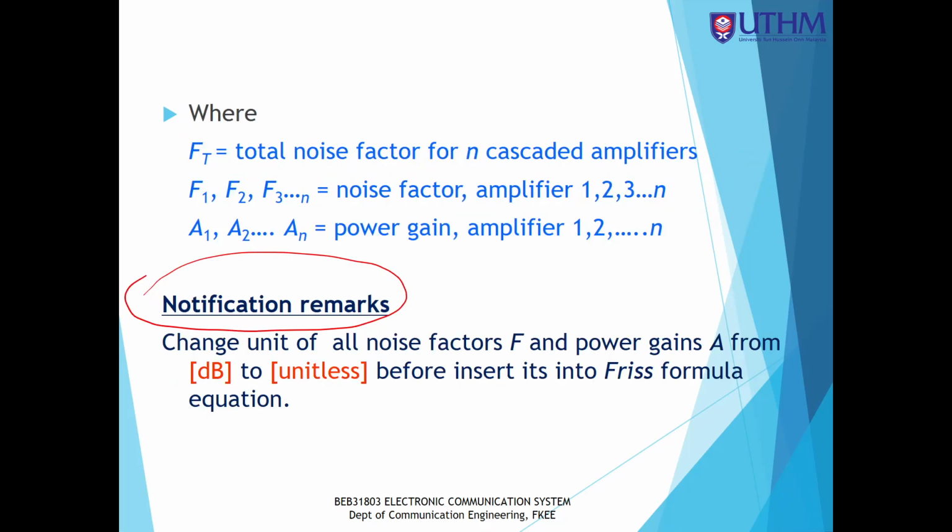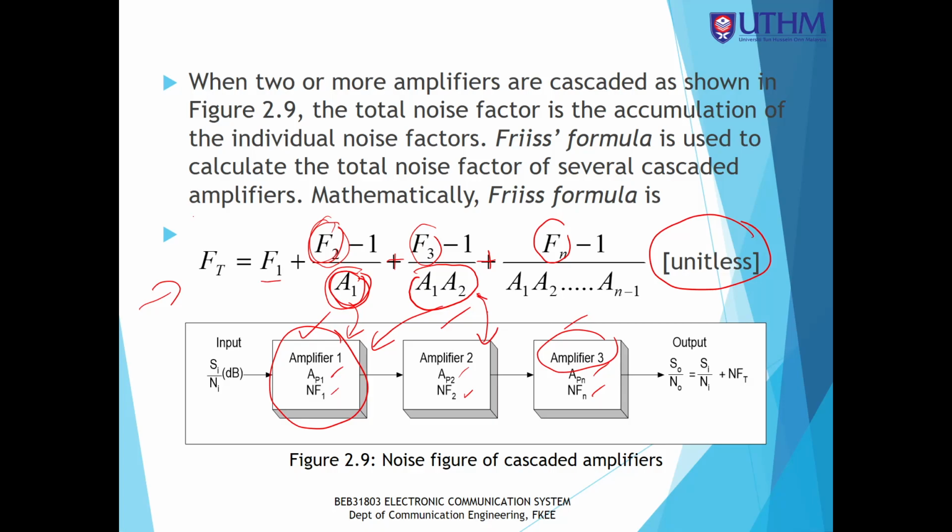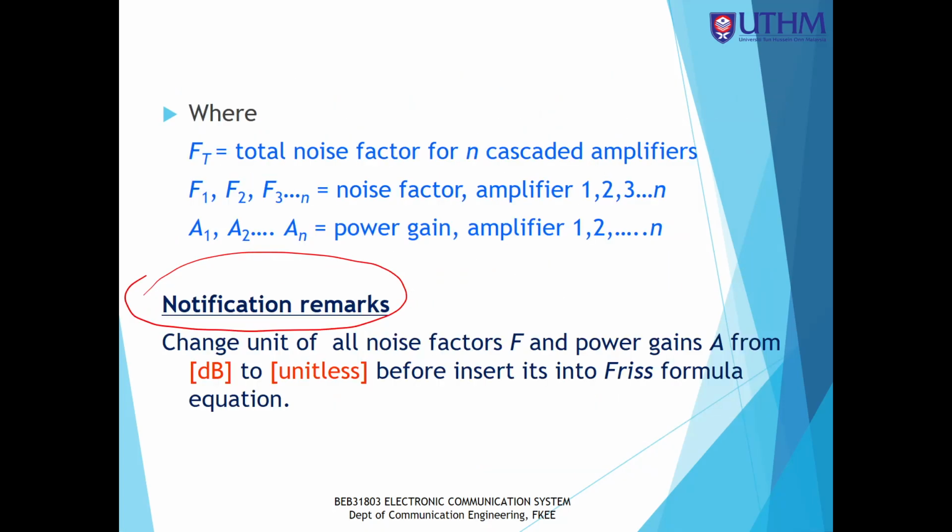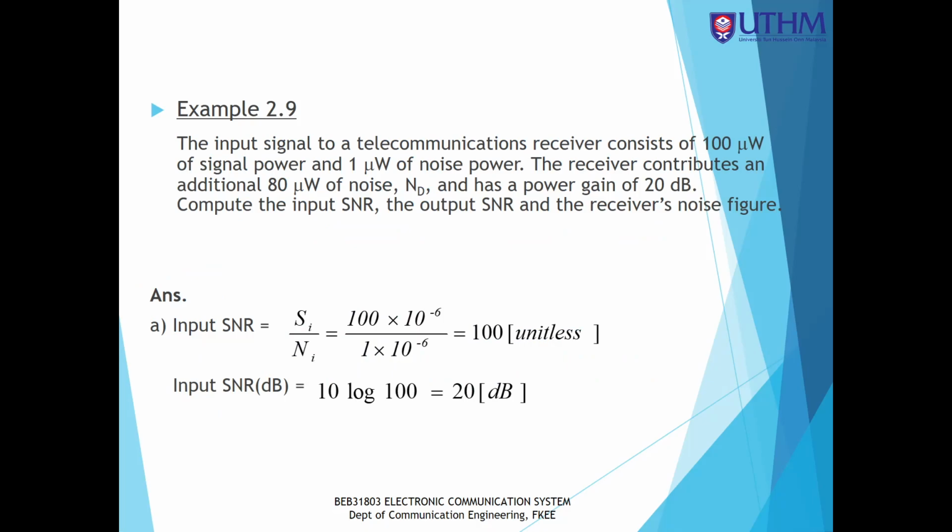So maybe later we're going to see an example so that you will understand how to use the Friis equations. Okay. So example 2.9: the input signal to a telecommunication receiver consists of 100 microwatt of signal power and 1 microwatt of noise power. The receiver contributes an additional 80 microwatt of noise, which is the internal noise, and has a power gain of 20 dB. Compute the input SNR, the output SNR, and also the receiver noise figure.